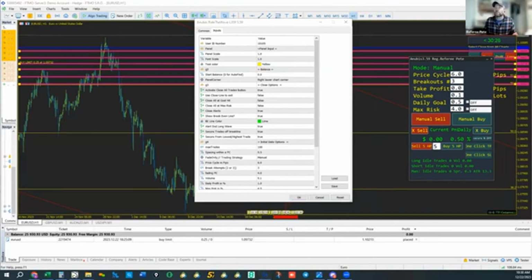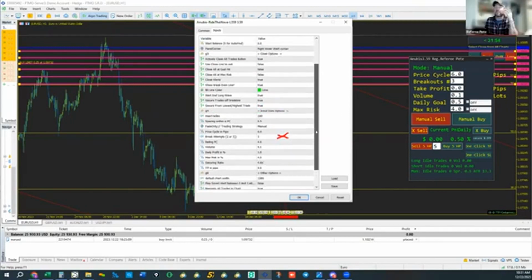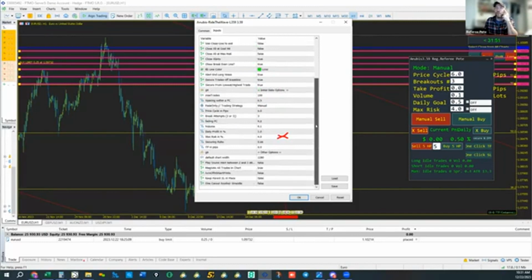So I went to properties, and I do a secured trades off break line. Here's the other one you have to have at true: this is secure from lowest or highest trade. So which one did you say was true, and is mine set to false? Well, both of those, and mine follows even in manual mode. I'm using the same version you are, 359, so I'm not sure. Maybe I have another setting different. Mine never does, because I'm in manual mode, so I don't know why it would trigger you into a trade regardless of price cycles.